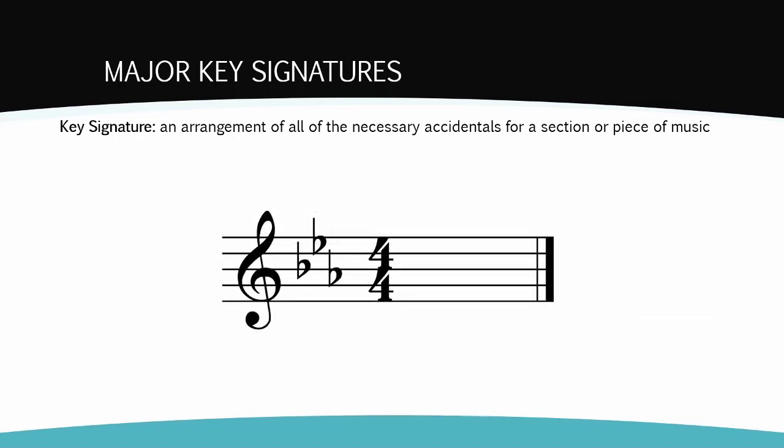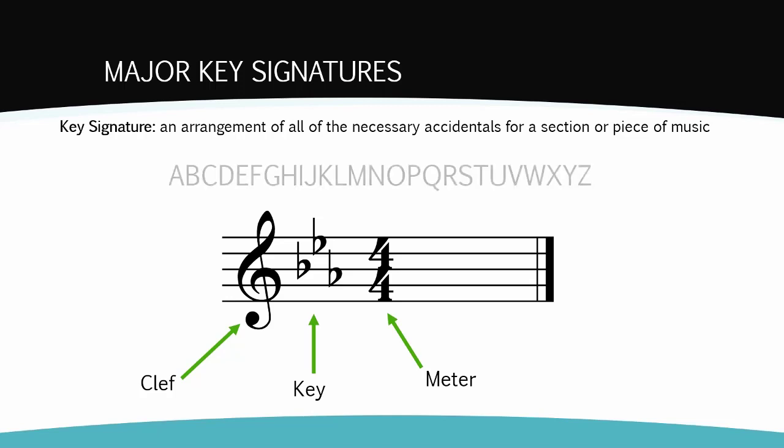The key signature always appears at the beginning of the staff, after the clef, but before the meter signature. A good way to remember the order of clef, key, and meter is to think about how the first letter of each of those terms, clef, key, and meter, appear in the alphabet. C comes before K, and K comes before M. Key signatures either contain all sharps or all flats. There are no key signatures that contain both sharps and flats.